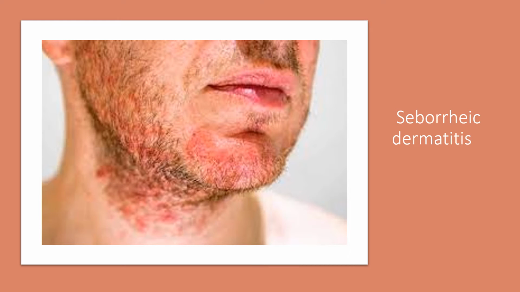Seborrheic dermatitis is called cradle cap when it develops in infants. It often forms on the scalp. This condition can cause dandruff, red skin, and scaly patches. The symptoms can also occur in other areas of the skin, such as the chest or on the face.